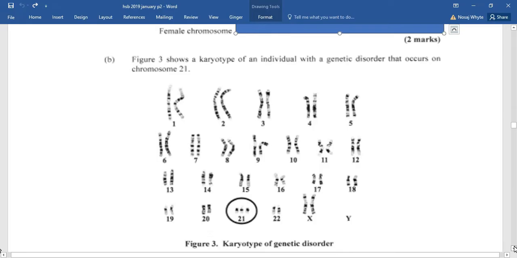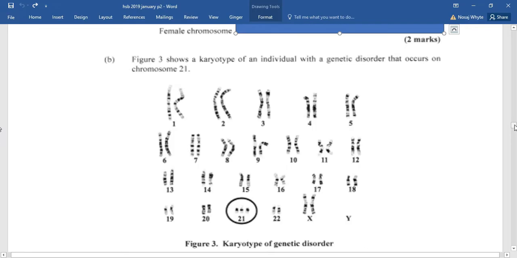Alright, so we have something new here. A lot of students will be asking, what does that mean on screen? Now figure 3 shows a karyotype of an individual with a genetic disorder that occurs on chromosome 21. If you've been studying, when you see chromosome 21, a number of things should come to your mind. I think a lot of students are saying Down syndrome, and the fact that it's 21 and you're seeing 3, you're saying that this is trisomy. Very well, I think you are on the right path.